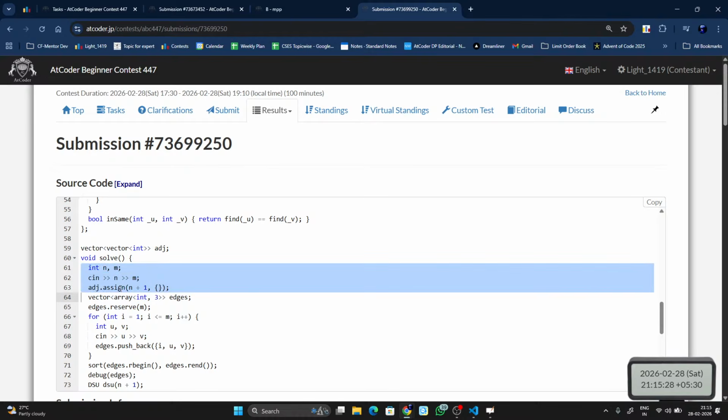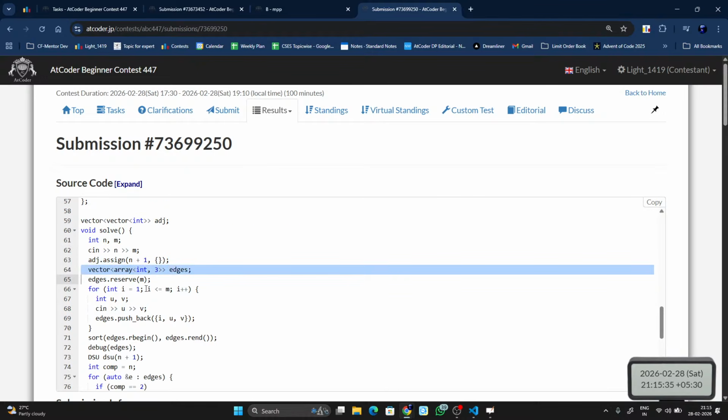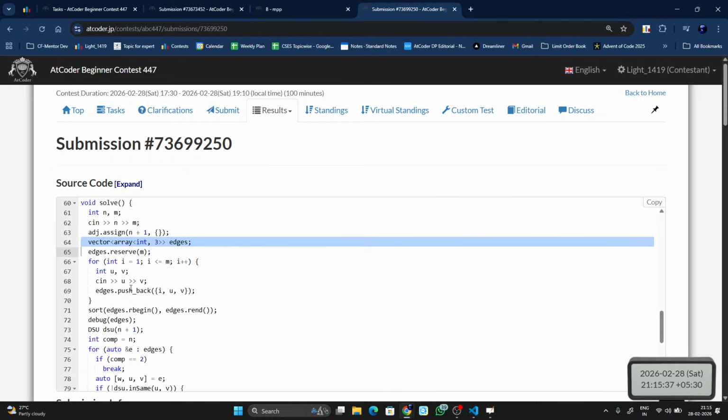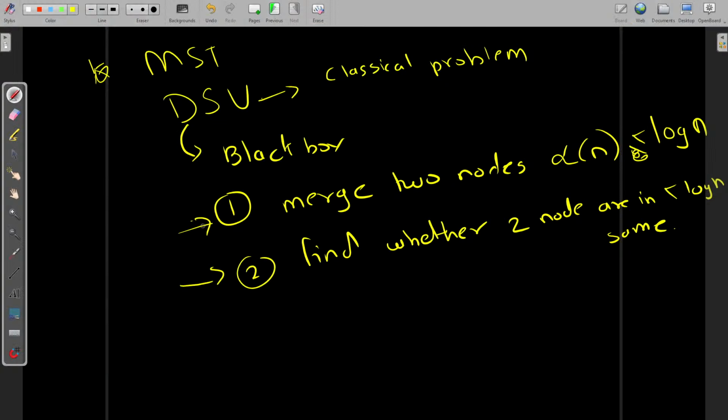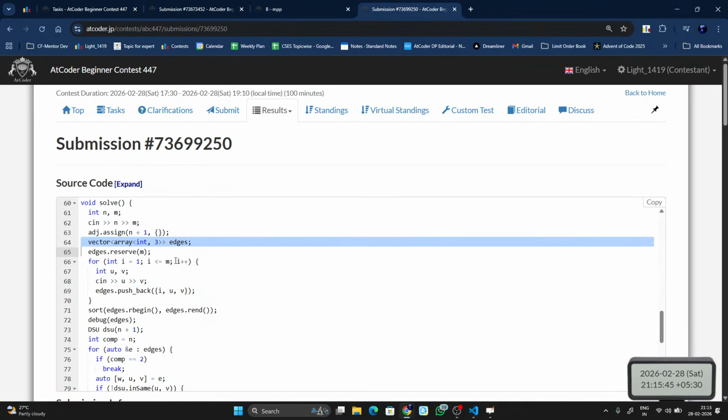So first I'm taking the input into an adjacency list. Then I'm taking all the edges as the input. The edge is like weight, comma, start node, comma, end node. So I'm storing it like that.